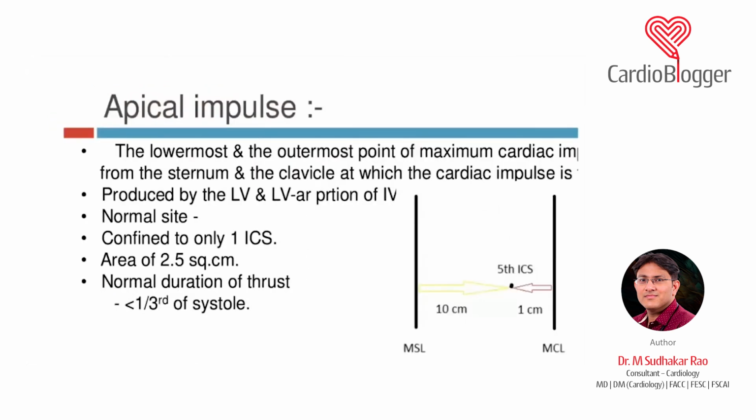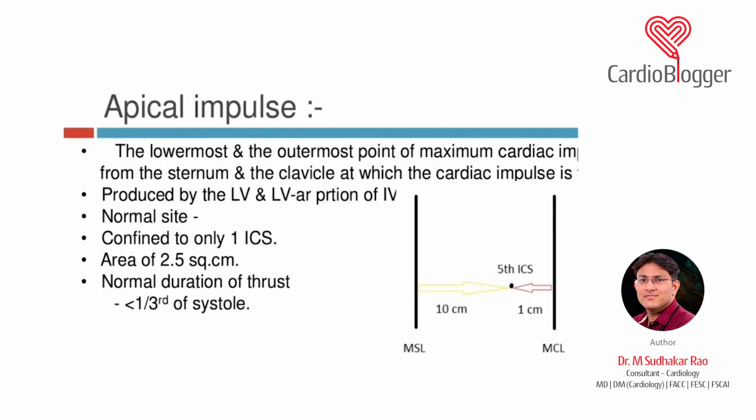Now, coming to the apical impulse, in the exam they have a tendency to ask, how do you define the apical impulse? It is the lowermost and outermost point of maximum cardiac impulse, also known as the point of maximum intensity, PMI, from the sternum. There are a few general rules about the apical impulse which we should all know, because unless we know the basic rules, we may not be able to know how the apical impulse varies in different conditions.